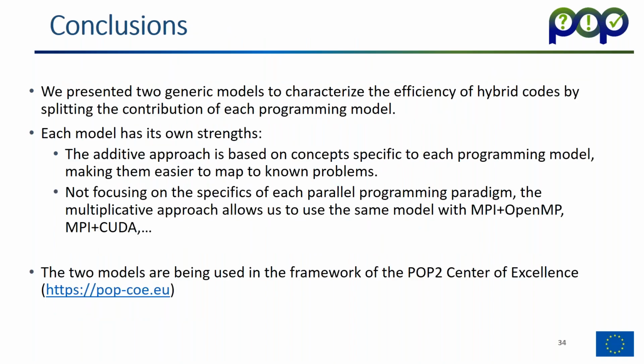To conclude, we have presented 2 generic approaches to characterize the efficiency of hybrid codes, and I think each of them has its own strength. As you have seen, the additive approach keeps closer to the programming model, and this makes it easier to map to known problems. On the other side, the benefit of an abstract model is that it is more generic and can be more flexible, adapted to any approach. Finally, the 2 models are being used in the framework of the POP Center of Excellence because we believe there is not one good and one bad model. It depends on how your brain works with the model. So the best model for you is the one that you understand better.